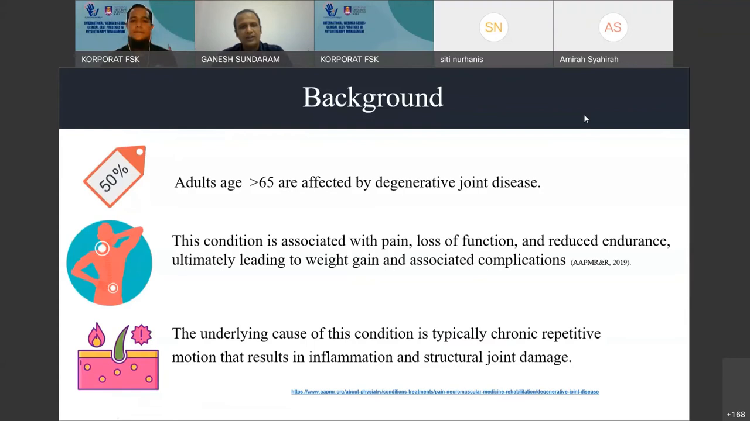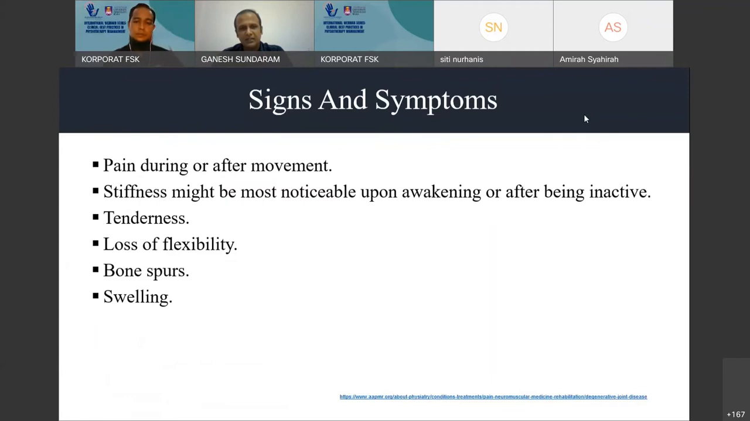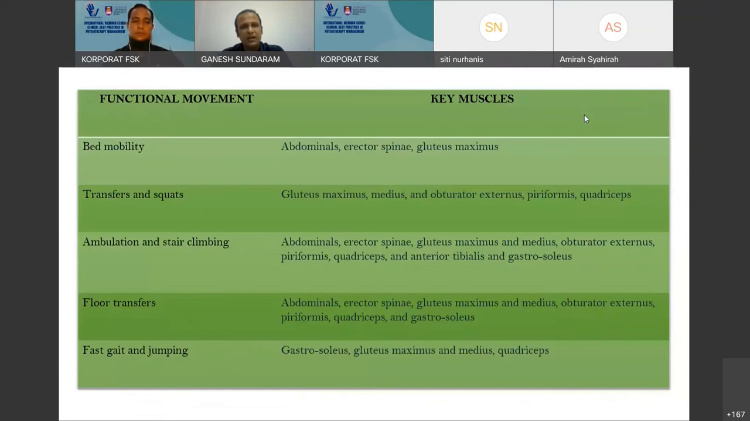So what are the common signs and symptoms? It's pain, stiffness, tenderness, loss of flexibility, bone spurs and swelling. So here we have a few functional movements with key muscles. So bed mobility, we have certain muscles for transfer and squats. We can concentrate on particular ambulation and stair climbing, floor transfers, fast gait and jumping. So we can be specific in training these particular muscles to improve the functional movement.